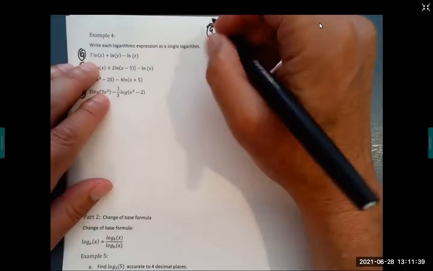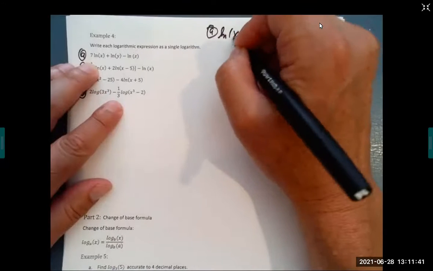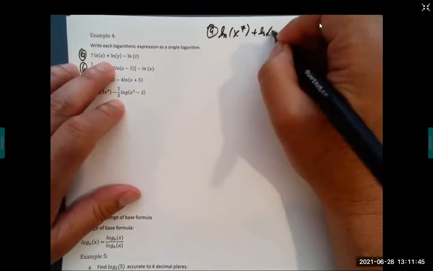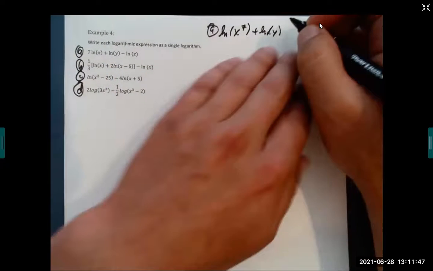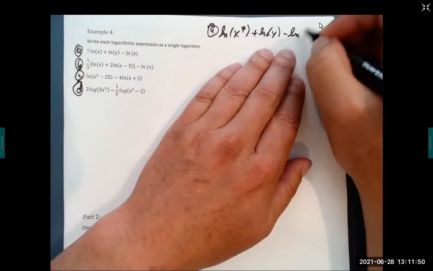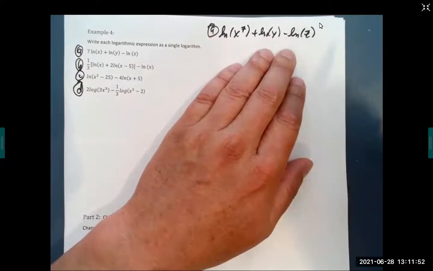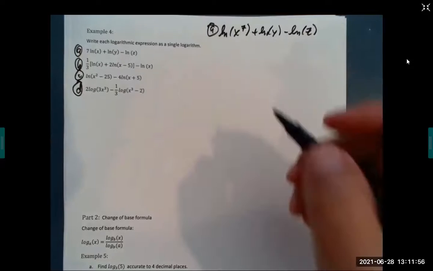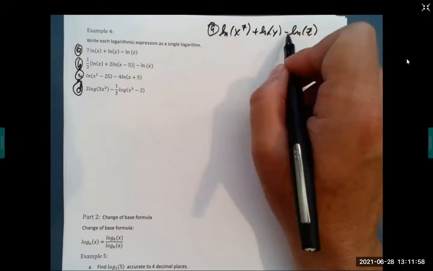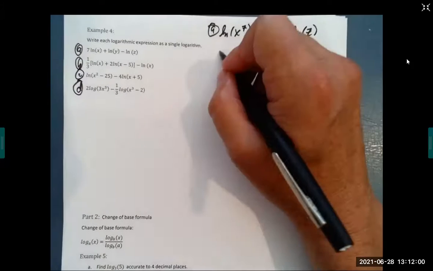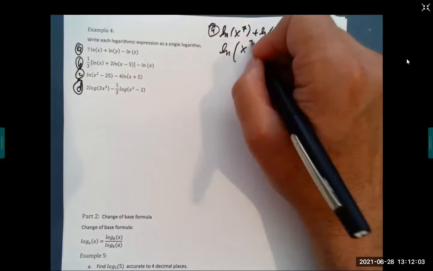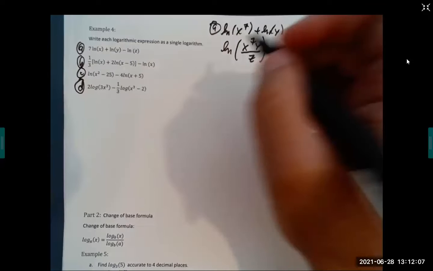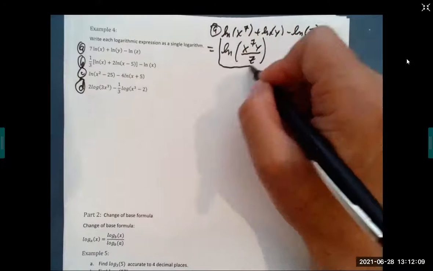So part A becomes ln of x to the 7th power plus ln of y minus ln of z. And because I'm adding here, that's going to become multiply, and the minus there means it's going to be in the denominator. So I'm going to rewrite all of this as x to the 7th y over z. There we are as a single logarithm.